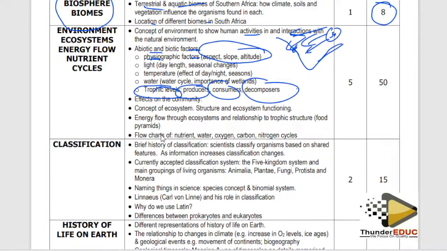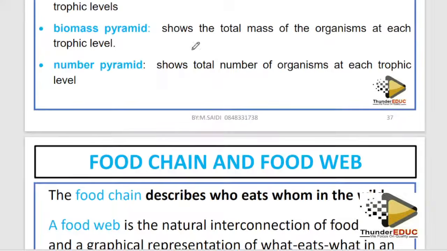Then we go to the flow charts. Here we are talking about nutrients and water, meaning the cycles. Basically, what we like to ask about the cycles is the water cycle and the nitrogen cycle. Even others, we ask them, but we like to ask the water cycle and the nitrogen cycle. Let me show you what I'm saying.